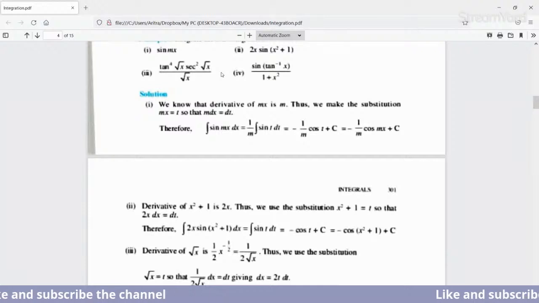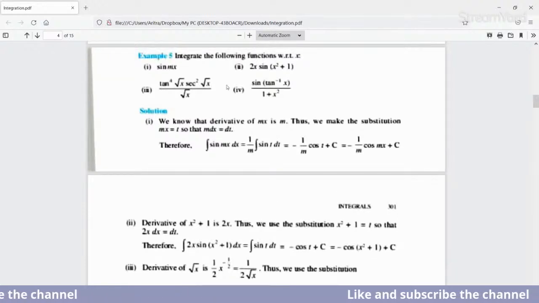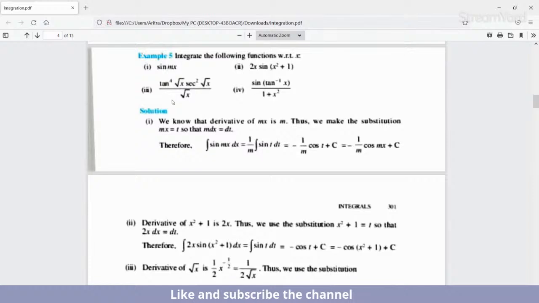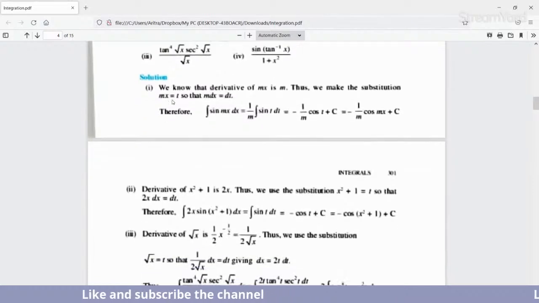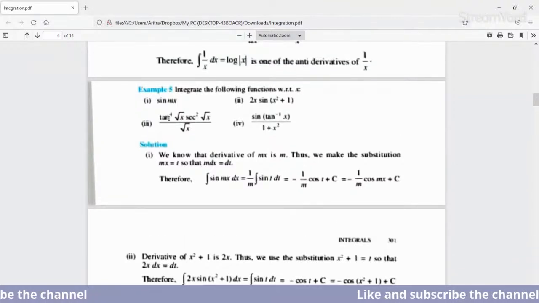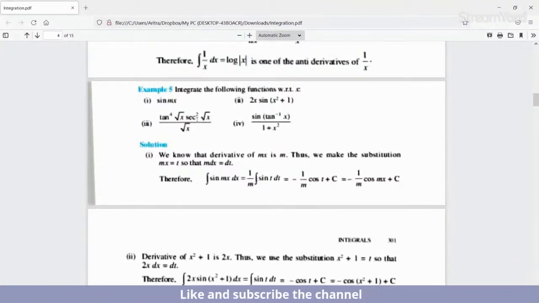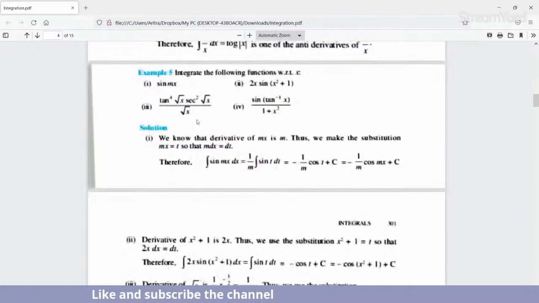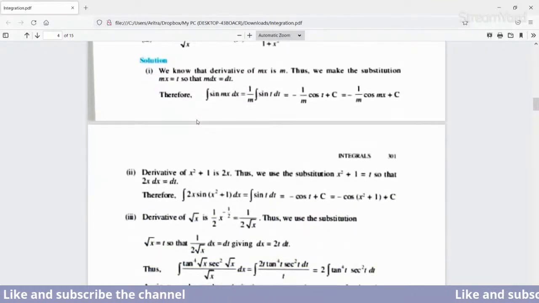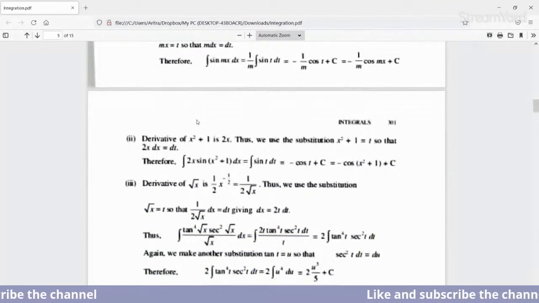Then take another sum. I am just explaining both of these. Understanding both of these might help you in further questions. See, here we have tan to the power 4 root x sec square root x by root x. Now we have to do it like this. Root x is a bit weird, so just do something with this.